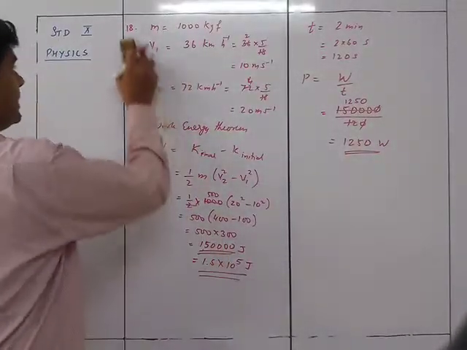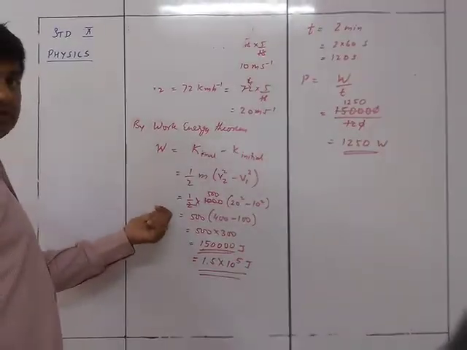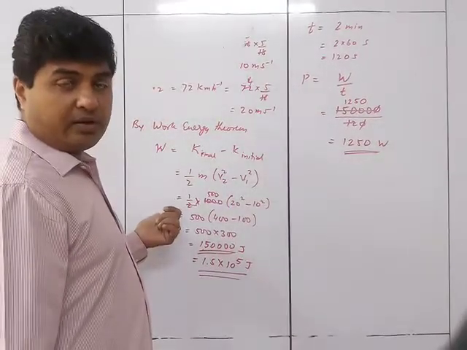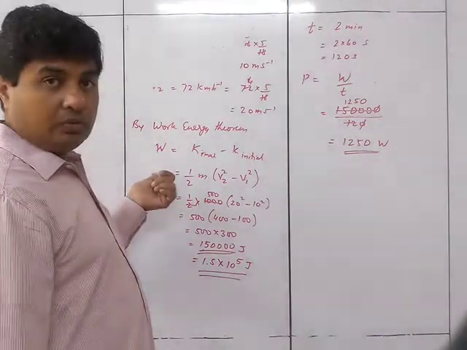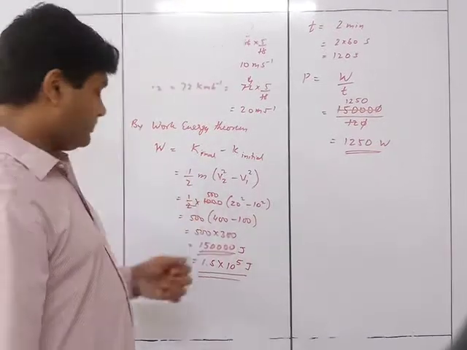We now move on to sum number 19. So quite an easy sum, but first time we are using the work energy theorem over here. We found out the difference in the kinetic energy and that was the work done. Okay.